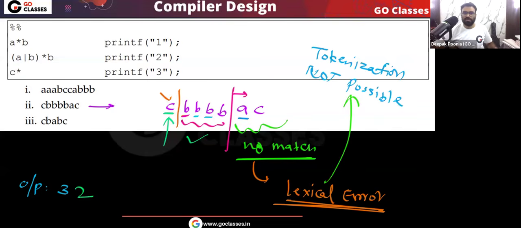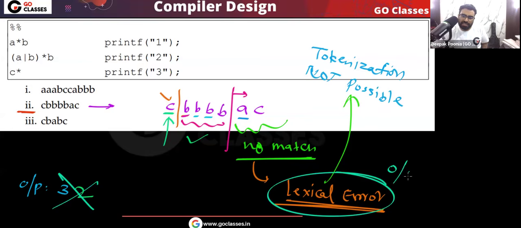I hope you understood this. Very interesting example. Please tell me, did you understand? Please understand that this A is not matching with any of these regular expressions. In the first regular expression, the last symbol should be B. Here also the last symbol should be B. So you can see that there is no match, so there is a lexical error. Tokenization is not possible for this second one. So the output will be the lexical error.